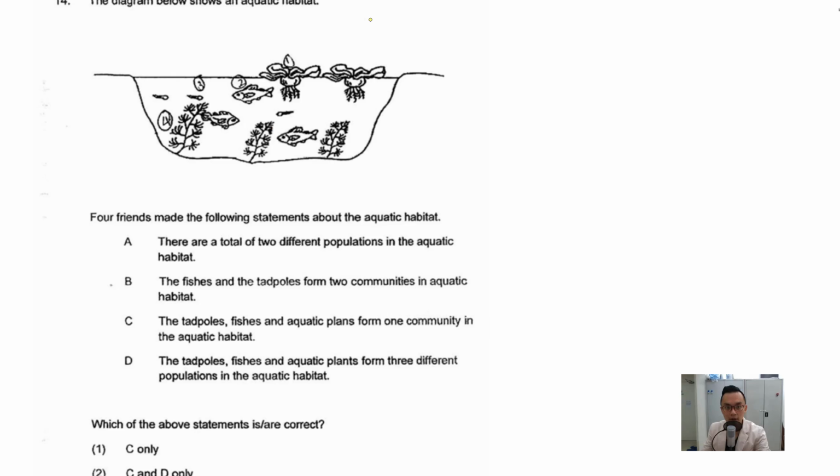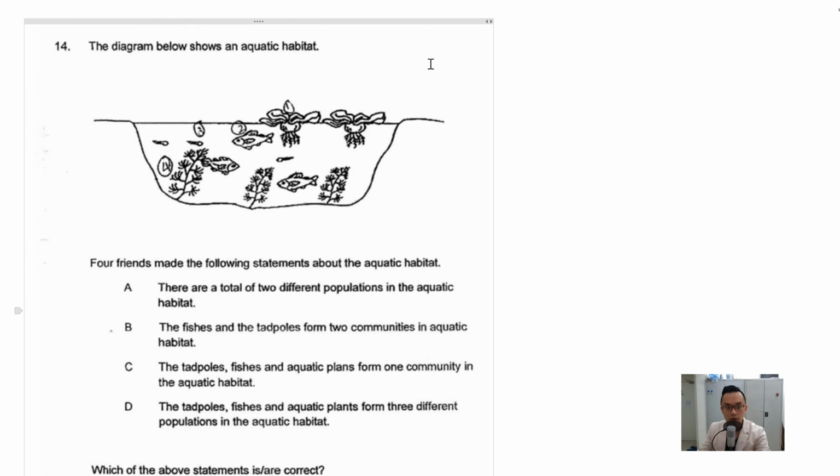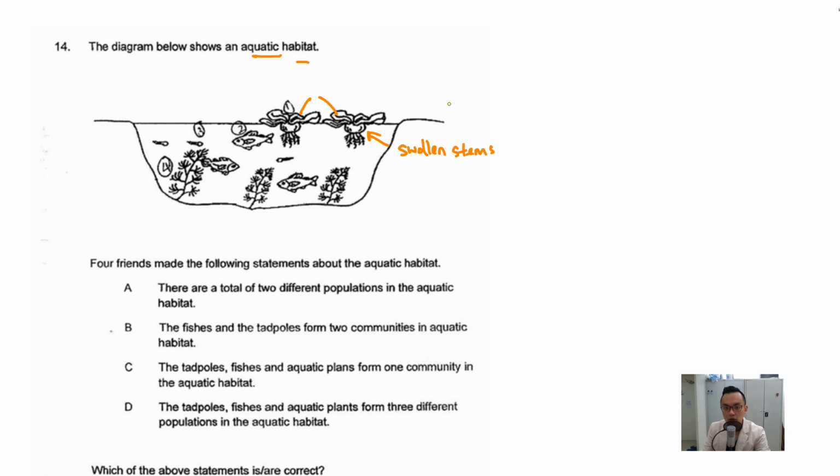Okay, so let's take a look at this question. The diagram below shows an aquatic habitat. Four friends made the following statements. Before we look at the statements, let's look at the picture. This is one type of plant, which is a water hyacinth, because it floats on water. It floats on water because it has swollen stems that are filled with air.